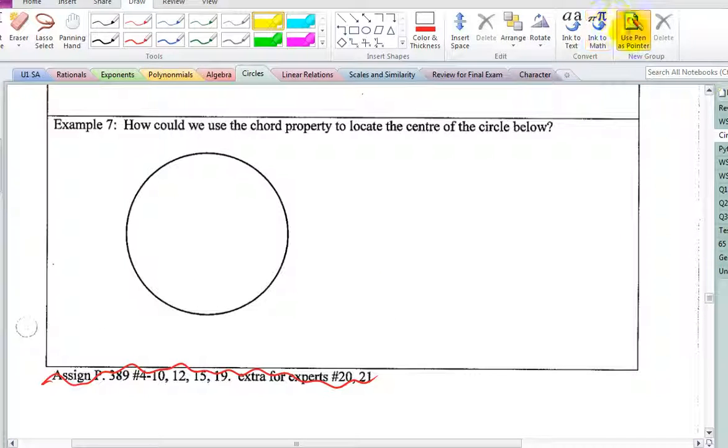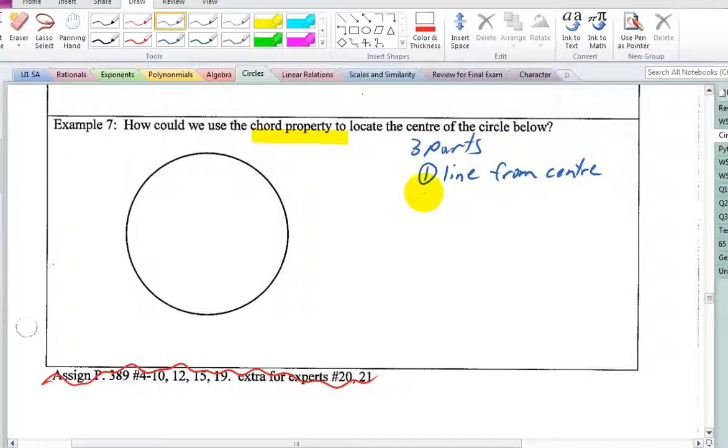Okay, next one, number 7. How could you use the chord property to locate the center of the circle? So what are the 3 parts? 1, line from center. 2, chord is bisected. And number 3, they're perpendicular.